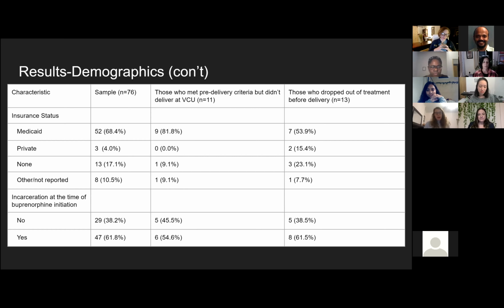And then this is the outcome. So incarceration at the time of buprenorphine initiation. And this is the most encouraging thing to look at as far as the sample versus those who dropped out, and they were pretty similar. So 38% of the sample was not incarcerated at buprenorphine initiation, and 61.8% were incarcerated at the time of buprenorphine initiation. And that's similar to those who dropped out of treatment and those who stayed in treatment but delivered elsewhere.